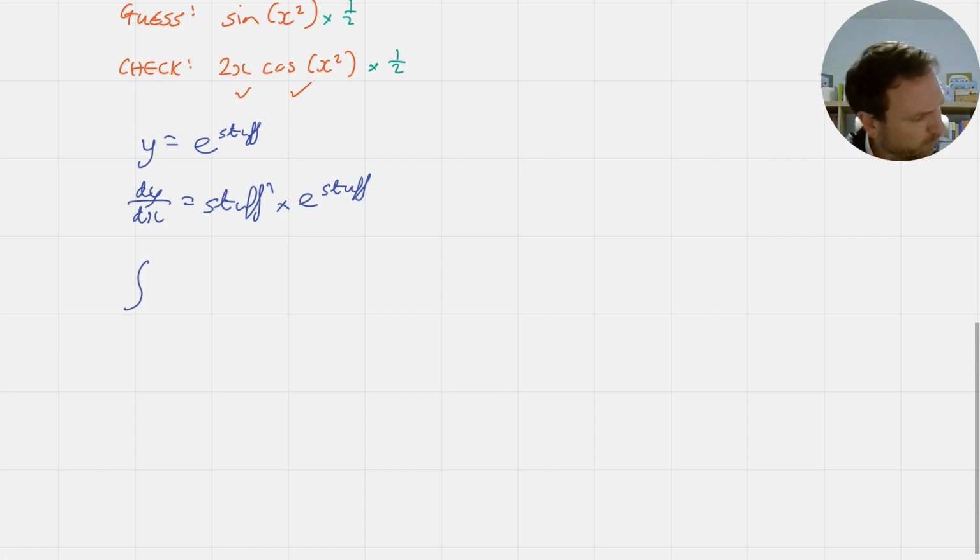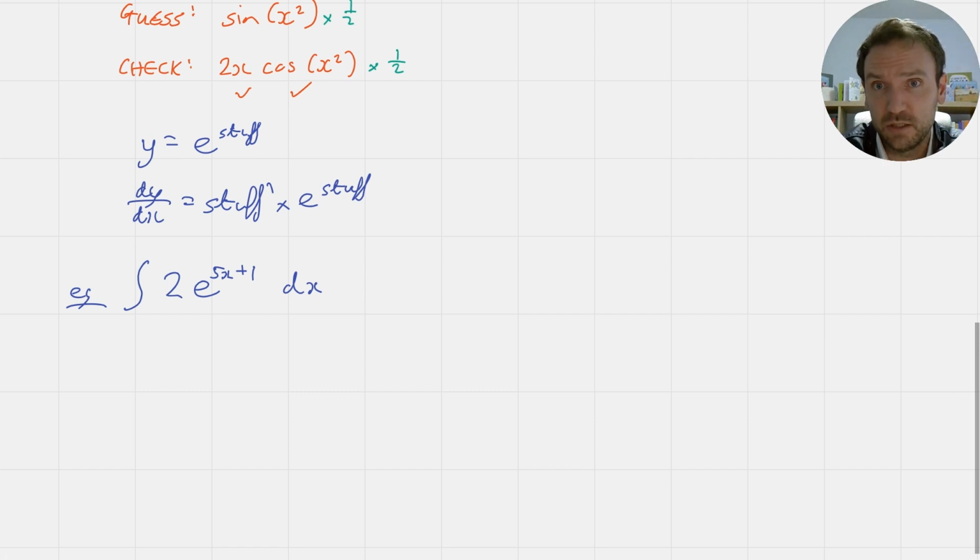So if we want to integrate, I'm going to go for something relatively simple in this one as an intro. But this is going to be another example. 2 times e to the 5x plus 1 dx. If we want to end up with an e to the 5x plus 1, we're going to have to start with an e to the 5x plus 1. It'll give us other stuff as well, but let's worry about that once we've made our guess.